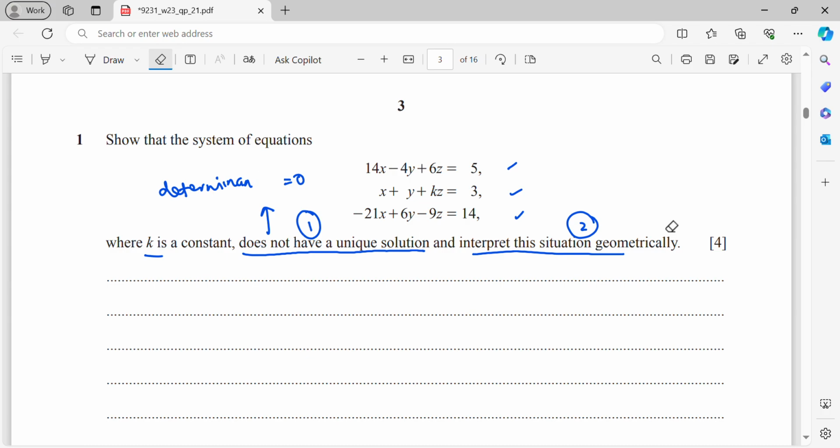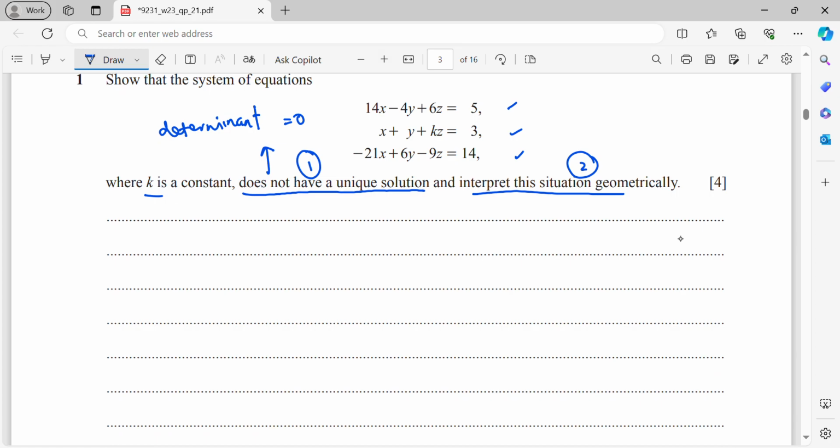First of all, I need to get the matrix. The matrix is basically the coefficients of all the variables. So now I will write the determinant of 14, minus 4, 6. This is the first row. The second row will be 1x, 1y, kz, so 1, 1, k. And then the third row will be minus 21, 6, and minus 9. Now we need to calculate and show that the determinant equals 0.